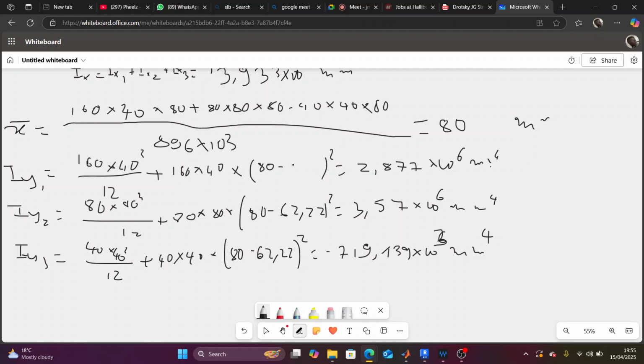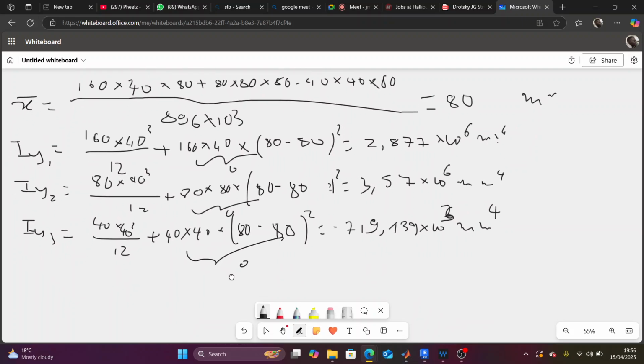Oh, you see what I was saying? If it is 80, that's why I was saying there's no need of y bar, because all this gives 0 and only this part exists. This is actually a good example of proving it. We don't need to solve for x bar. If this is 0, this is 0, then this is 0, right? The only thing remaining is this one.